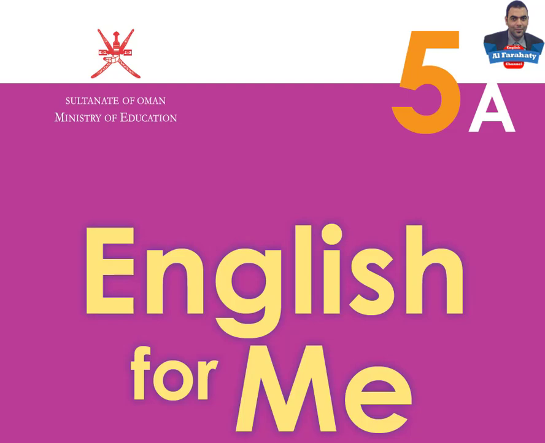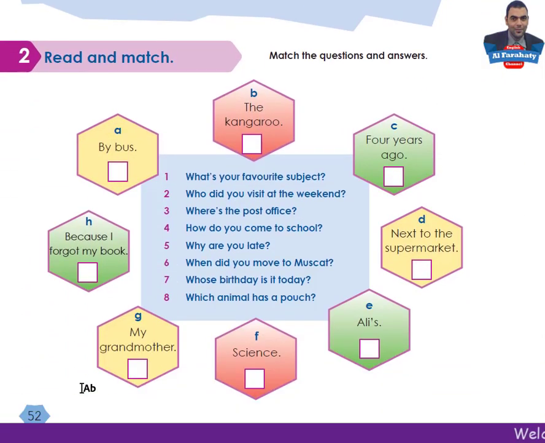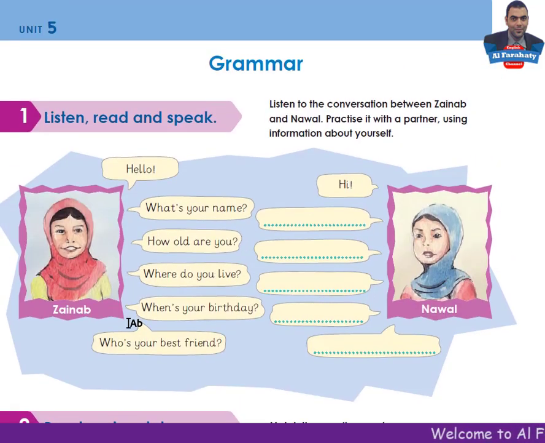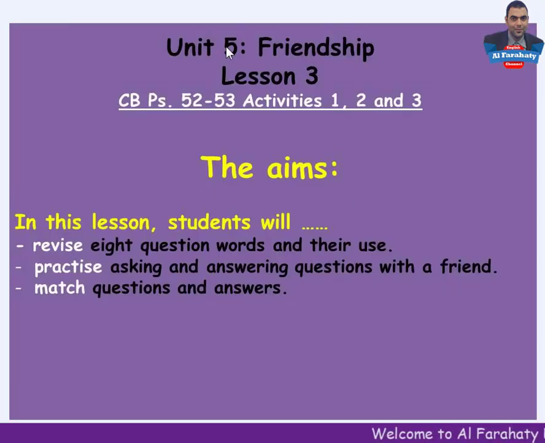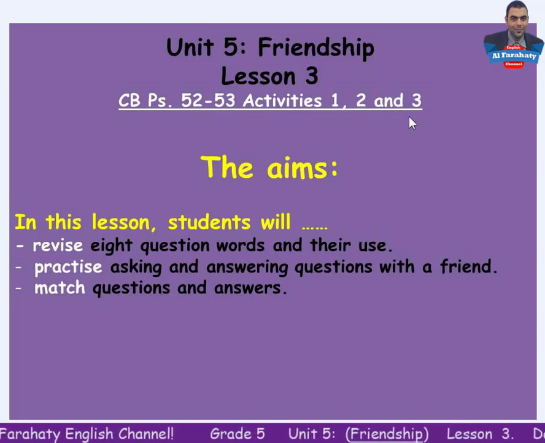Today, inshallah, we will study Unit 5, Friendship, Lesson 3. Please open your class book to page 52. This page. What are the aims of this lesson? Let's check. Unit 5, Friendship. Lesson 3, Classbook pages 52 and 53. Activities 1, 2, and 3.